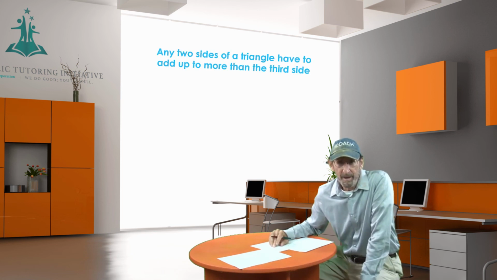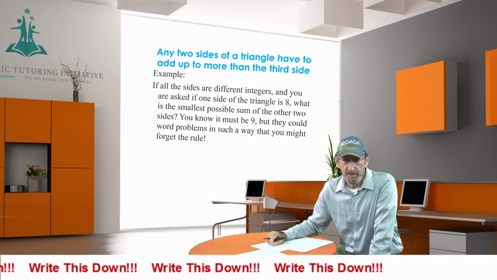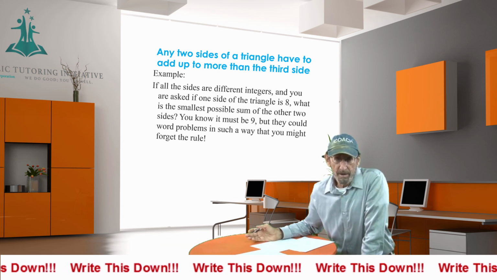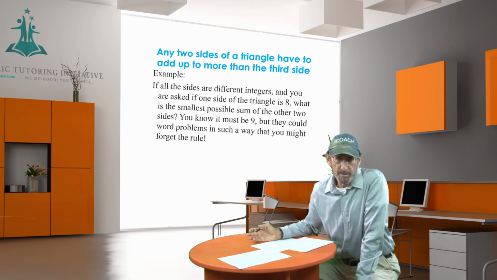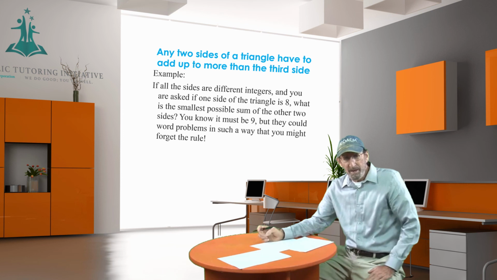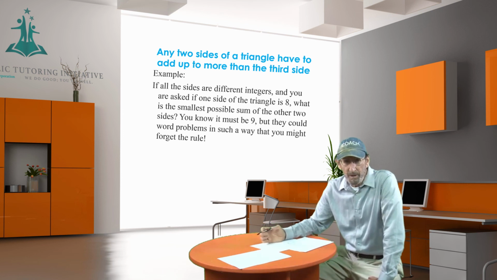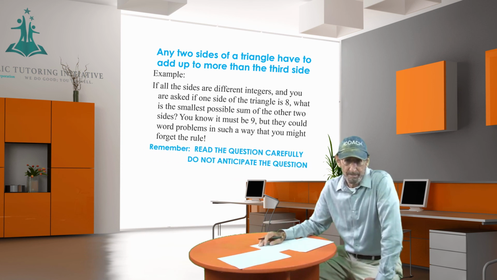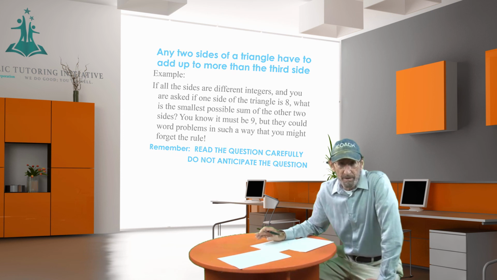Okay, here's the trick. Don't let them fool you with this trick. Any two sides of a triangle have to add up to more than the third side. Somehow it's easy to forget this. So for example, if all the sides are different integers and you're asked if one side of a triangle is 8, what is the smallest possible sum of the other two sides? Well, of course, you know it's 9, but sometimes they present the problem in a tricky way, and it's easy to forget this rule and think, oh, it's 1 plus 2. Okay, so be on the lookout for that.